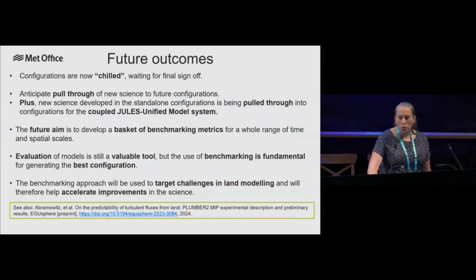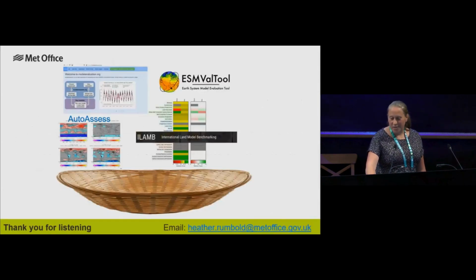So then we can pull through new science from the community through the standalone community, but also through the coupled JULES system community as well. We also aim to have a basket of benchmarking metrics, and not just use me.org, but have other tools and things available as well. So the evaluation of models is still a valuable tool, but benchmarking is basically fundamental for generating new configurations going forward. We hope that we can use this to target challenges in land modelling in the future. So I shall just leave that there. So that's my basket.